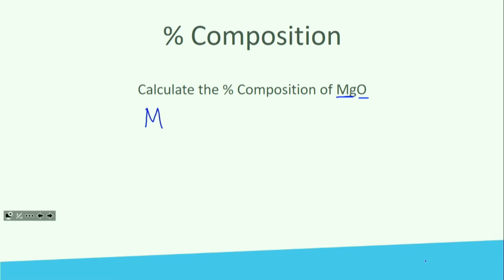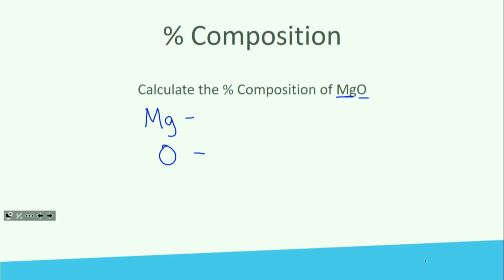The first thing we're going to do is list our elements in the compound. I know that the elements that make up magnesium oxide are magnesium and oxygen, so I'm going to put a little dash. I said we're going to do percent by mass. Do you remember last week where I told you to find the mass of any element? Hopefully you pulled out your periodic table.